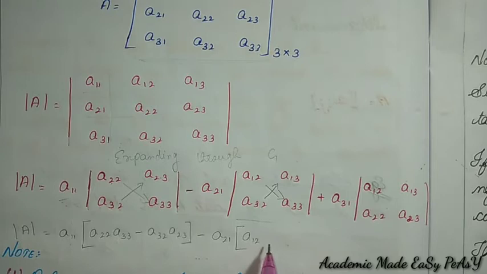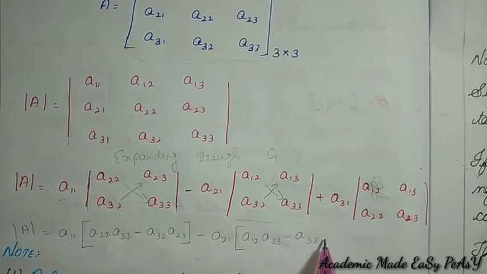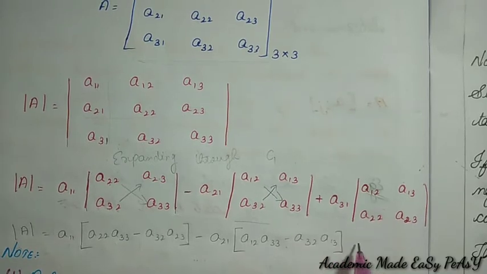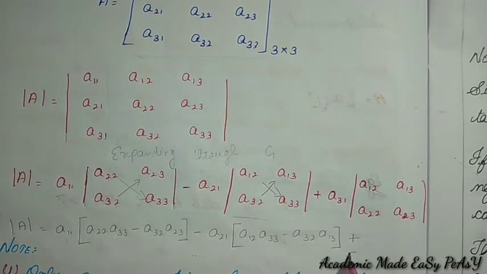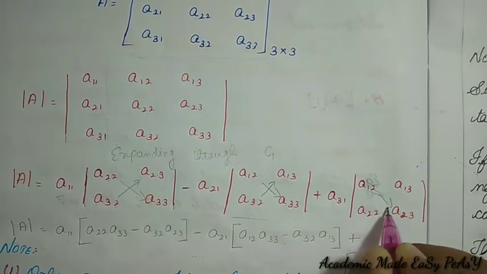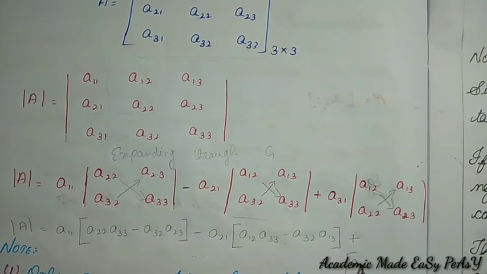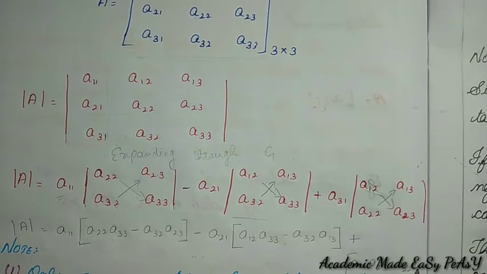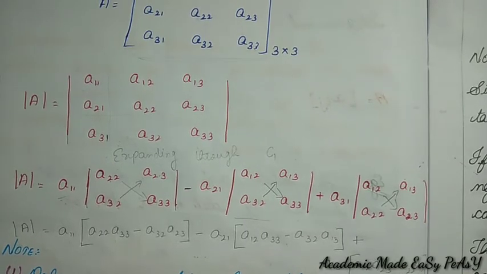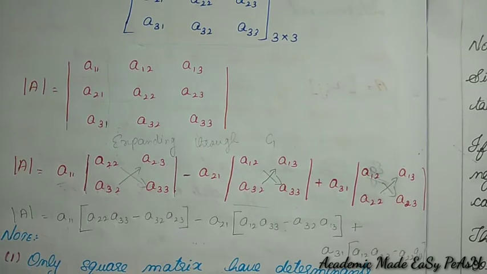So A12 A33 minus A32 A13, plus A31 into the cofactor method again over here: A12 A23 minus A22 A13. That's it. This is the formula to find the determinant of a 3 by 3 matrix.